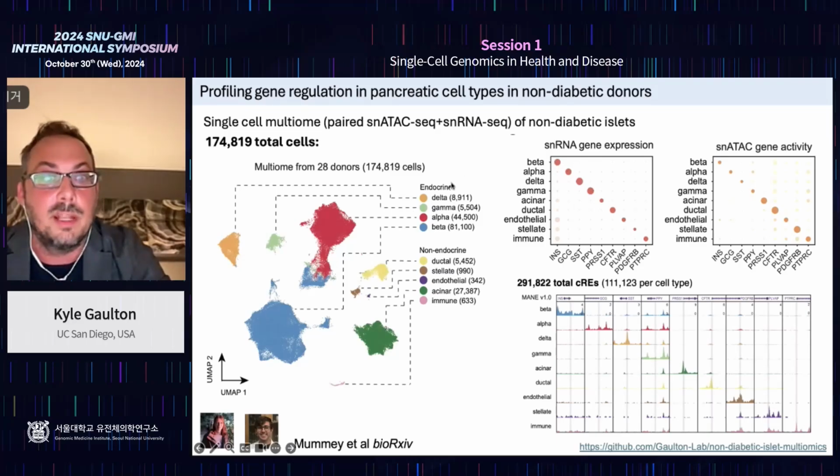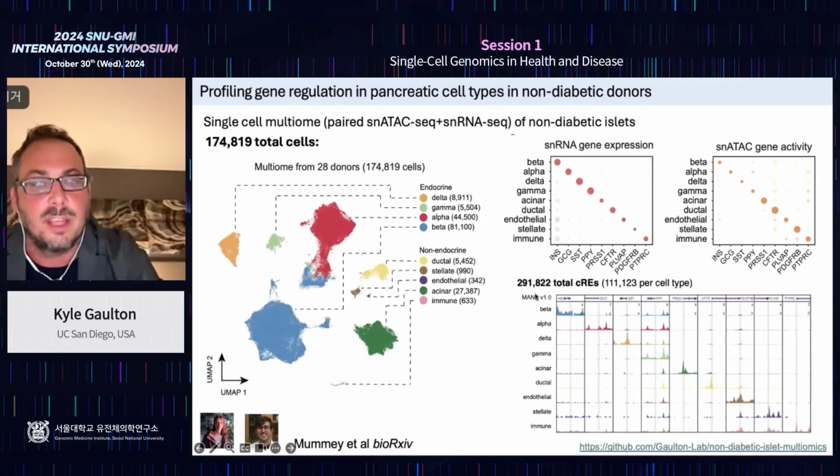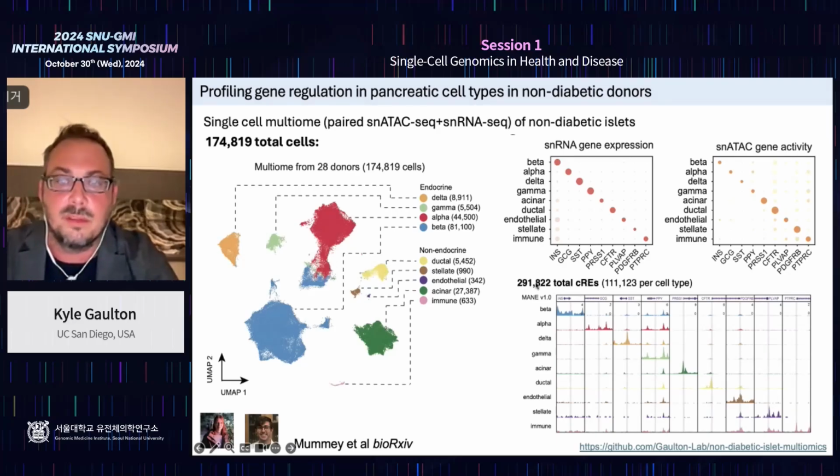And so we define the identity of these cell types based on the expression of genes, and then we can also confirm that these same clusters have accessibility from ATAC-seq at the promoters of these same genes. And again, we take these profiles from each cell type, and then we define cis regulatory elements within each cell type. And in this study, there were about 300,000 total cis regulatory elements that we identified across all cell types.